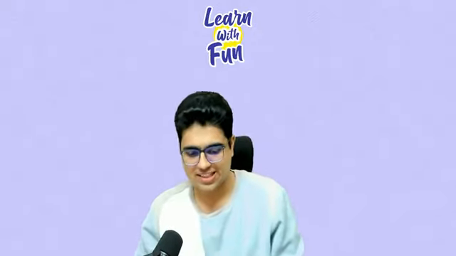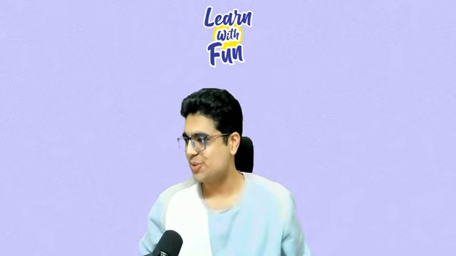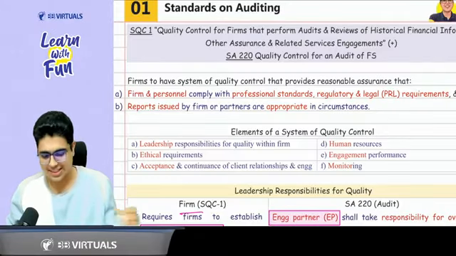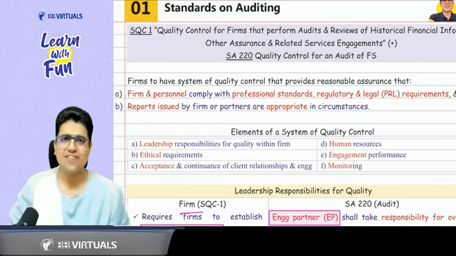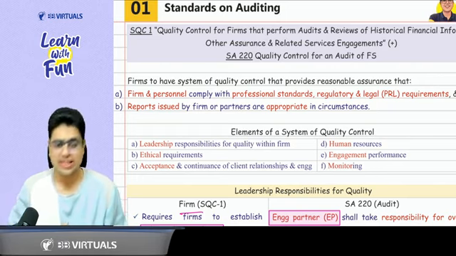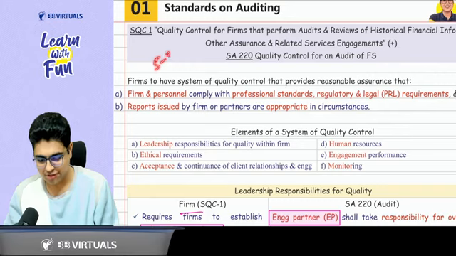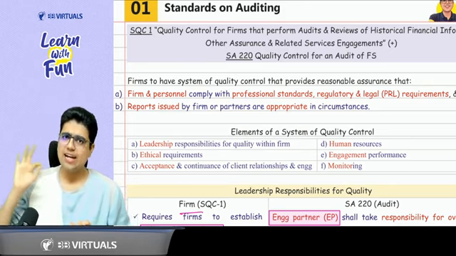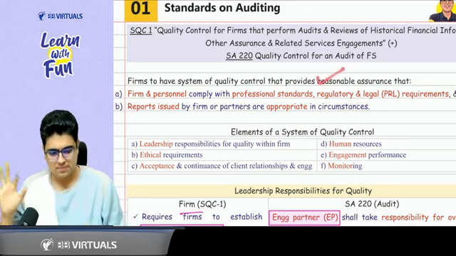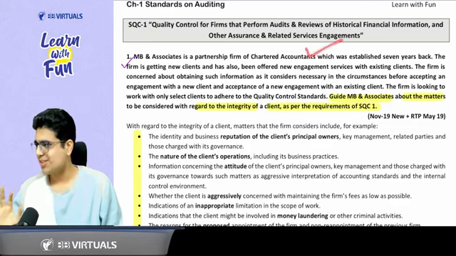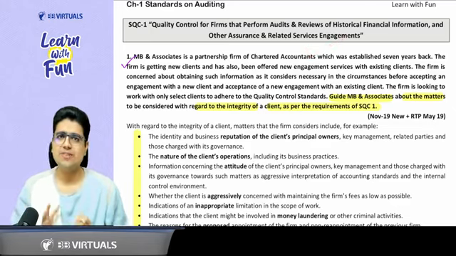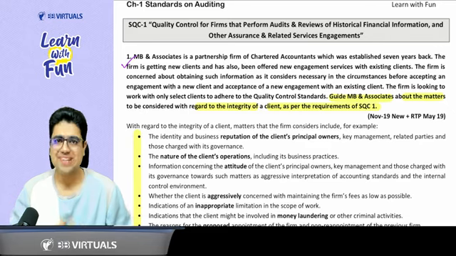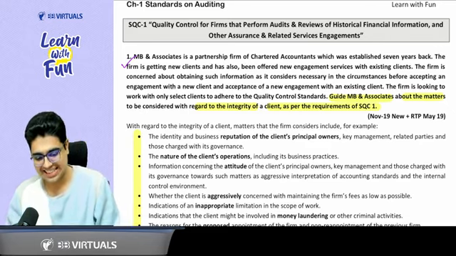Welcome to this revision session of SQC-1 and SA220. These standards are very important from the exam point of view, and you can consider that they have a weightage of at least 5 to 8 marks. I just want all of you to sit till the end of this revision. At the end of the revision, all the concepts along with the questions will be crystal clear to all of you. Are you people ready? Yes sir, we are ready.